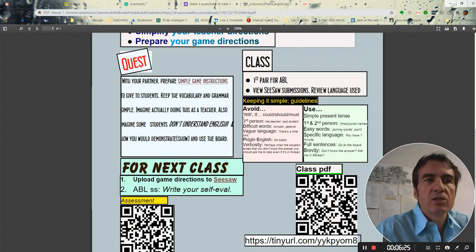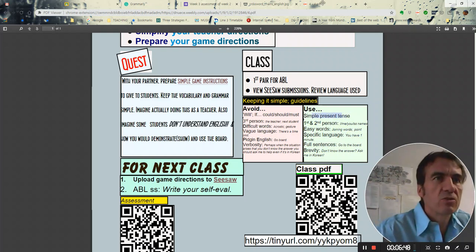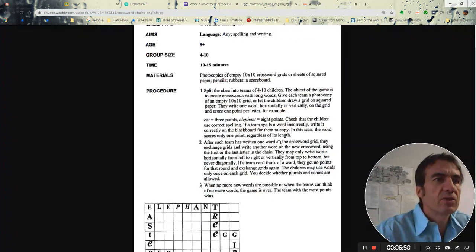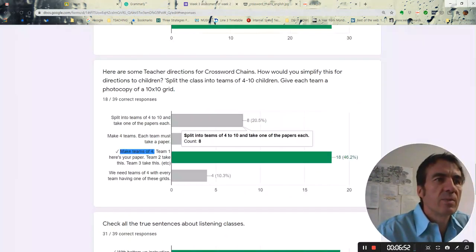So nice, short or brief sentences with full grammatical English. Specific language, not vague language. Easy vocabulary, no difficult words. And first and second person, I, me, you, and student names, and simple present tense. That's the goal. The rest you'll just have to sound out and think for yourself which one sounds best.